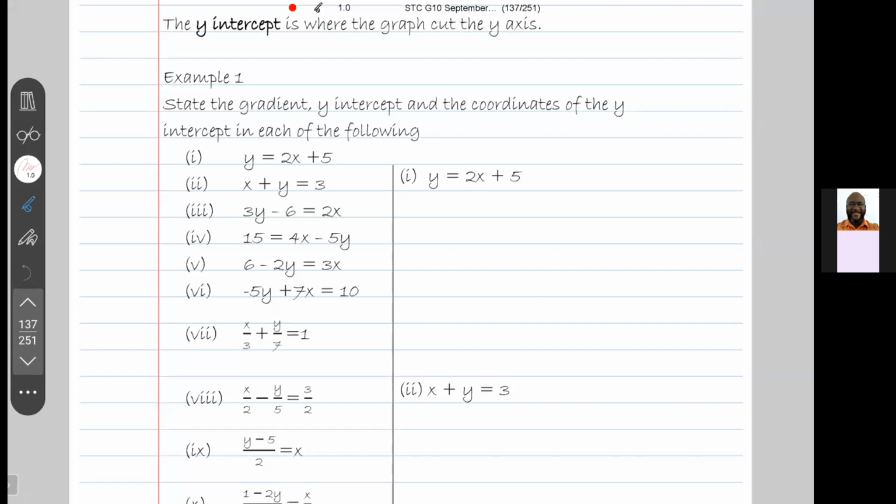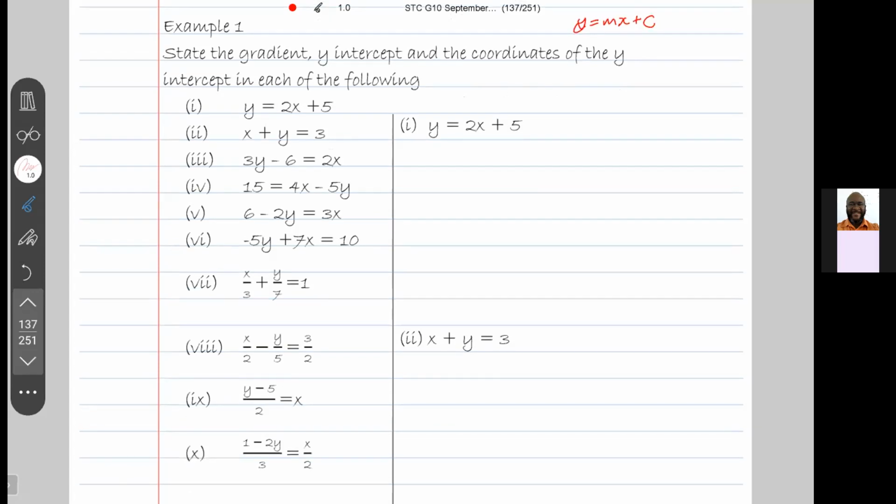And the general format is y is equal to mx plus c. But you can see that some of these lines are not in that form. Now, the objective of this activity is to manipulate your equation so that you get it in the form y is equal to mx plus c, because once it is in that form, I can say what is the gradient m and what is the y-intercept c.